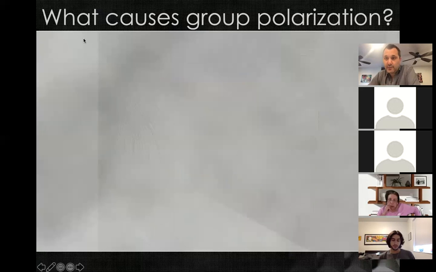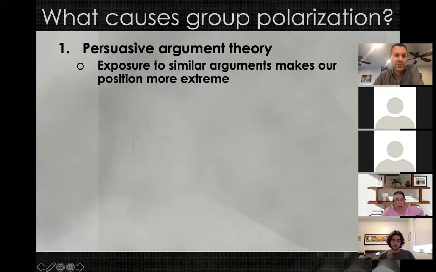Okay, so what causes group polarization then? Why does group polarization happen? Why is it that discussing an issue with people who share a similar opinion with you leads you to become more extreme in that perspective? There are really three explanations that researchers have given to explain group polarization. The first one is maybe the most obvious, and the second two have a little more nuance.